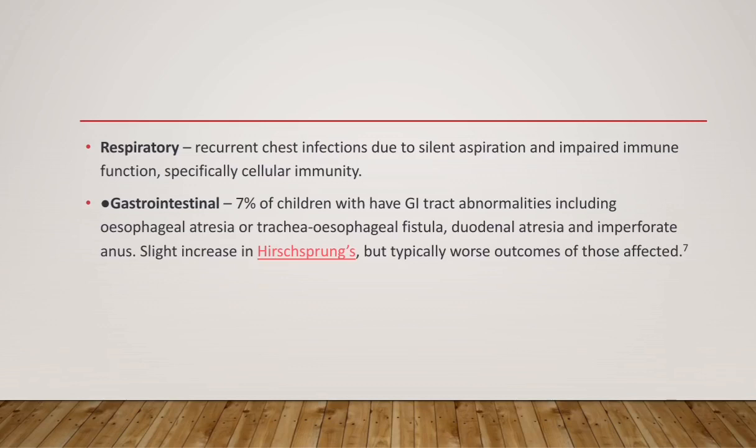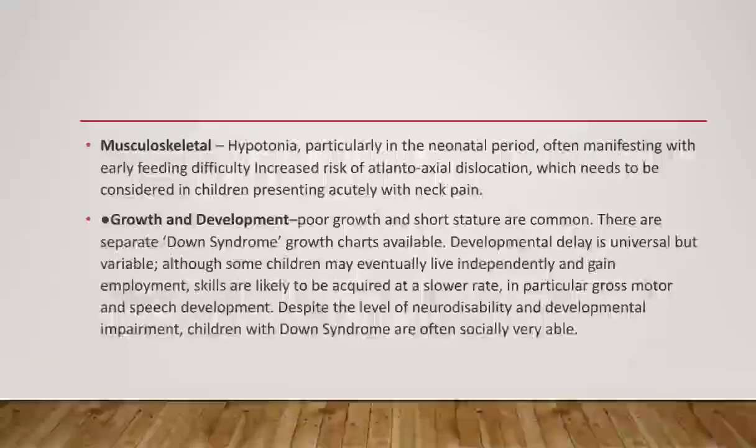Respiratory: recurrent chest infection due to silent aspiration and impaired immune function, specifically cellular immunity. Gastrointestinal: 7% of children have GI tract abnormalities, including esophageal atresia or tracheoesophageal fistula, duodenal atresia, and imperforate anus. There is a slight increase in Hirschsprung's, but typically worse outcomes for those affected.